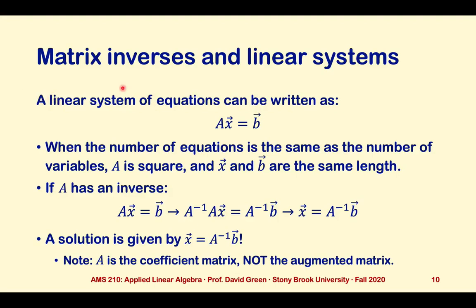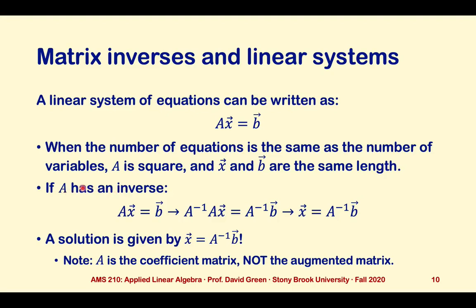Remember that a linear system of equations can always be written in the form AX equals B, where A is a coefficient matrix, X is a vector of variables, and B is our right-hand side vector of constants. When the number of equations is the same as the number of variables, then we have a square coefficient matrix. That also implies that X and B are the same length. And for square matrices, we can consider the possibility that A has an inverse.